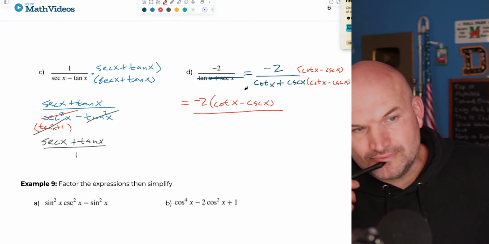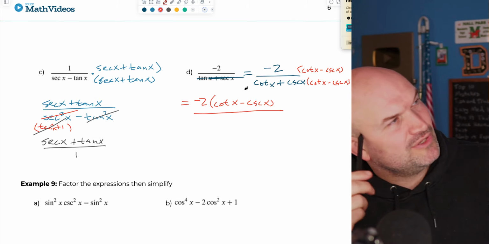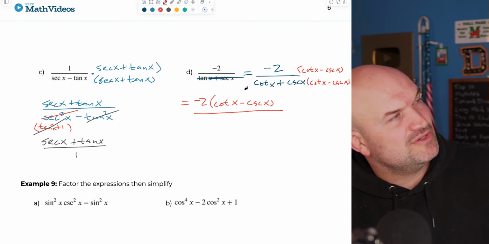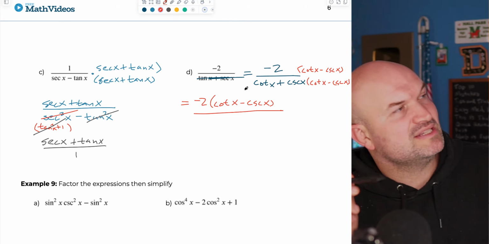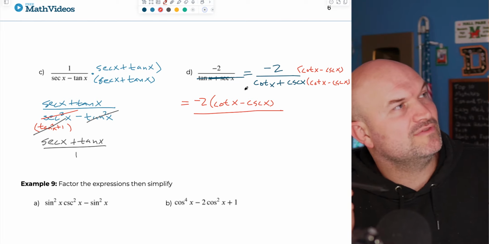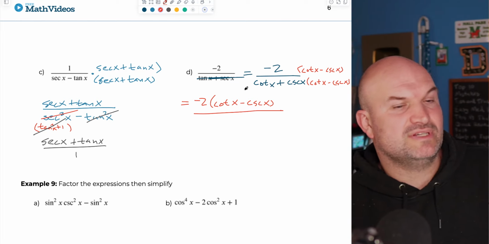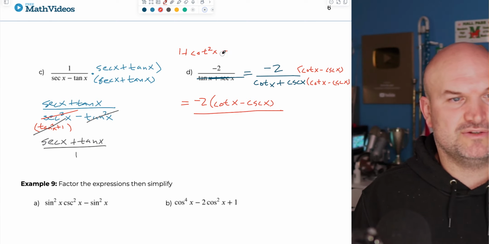All right, so I think 1 plus cotangent squared is equal to cosecant squared. If I have sine squared plus cosine squared and I divide by sine squared, that'd be sine squared over sine squared, plus cosine squared over sine squared, equal to 1 over sine squared, and 1 over sine is cosecant. So yeah, I just have to remember: 1 plus a cotangent squared of x is equal to a cosecant squared of x.